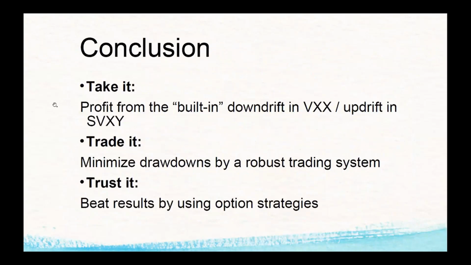So take it, profit from the built-in downdrift in VXX or the updrift in SVXY. Trade it. Minimize drawdowns with a robust trading system. Without a trading system, you will have really, really big drawdowns. And trust it, beat the results by using option strategies. And when you are trading a system, trade the system and don't do anything discretionary during that time.